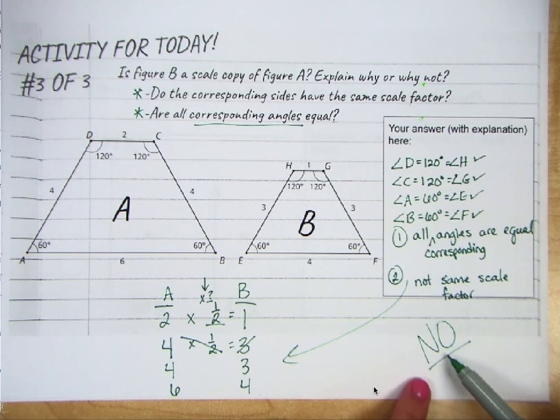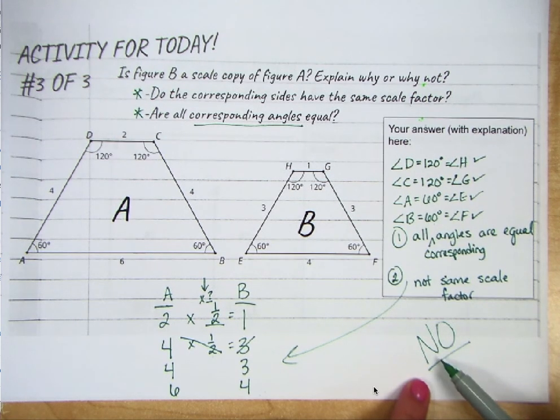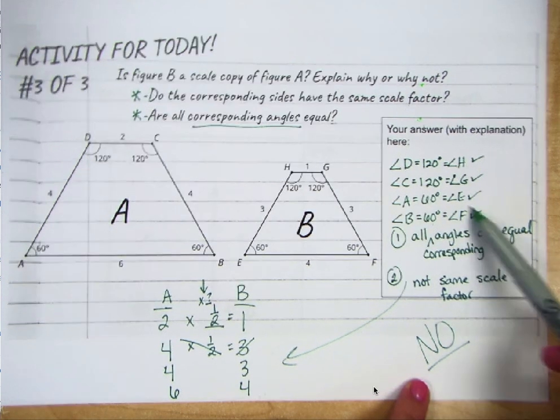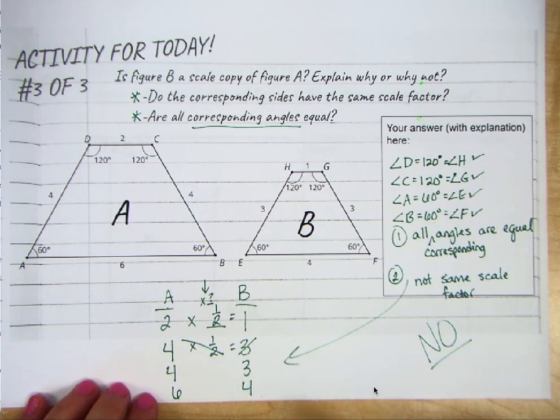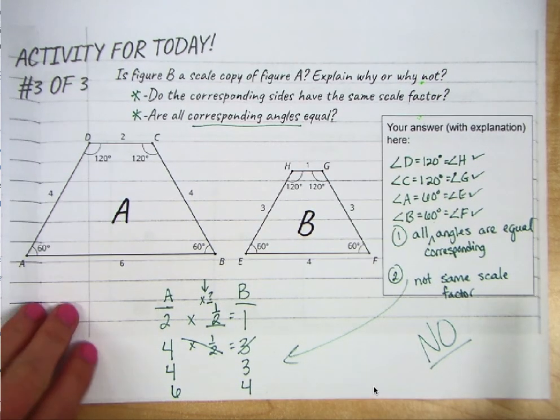So remember on your quiz, do not just write no or yes when it says, is figure B a scaled copy of figure A? You have to explain it. Show me how the angles are equal. Show me how the scale factor is the same or not the same, okay?